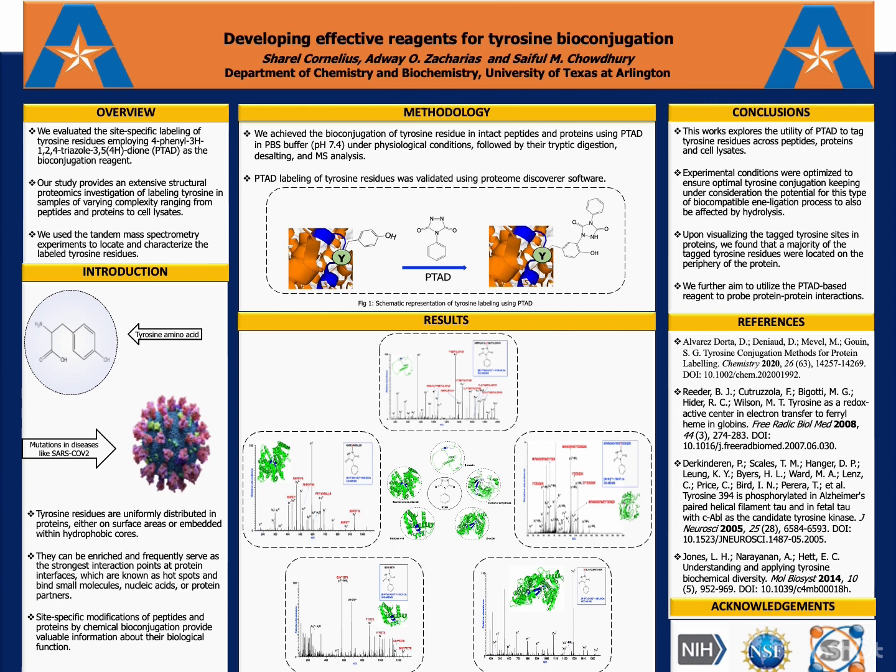The results section of my poster discusses the multiple proteins in which the tyrosine residues were labeled using the PTAD bioconjugation reagent. Some of those proteins include BSA, carbonic anhydrase, beta-casein, and other proteins involved in the cell lysate samples.